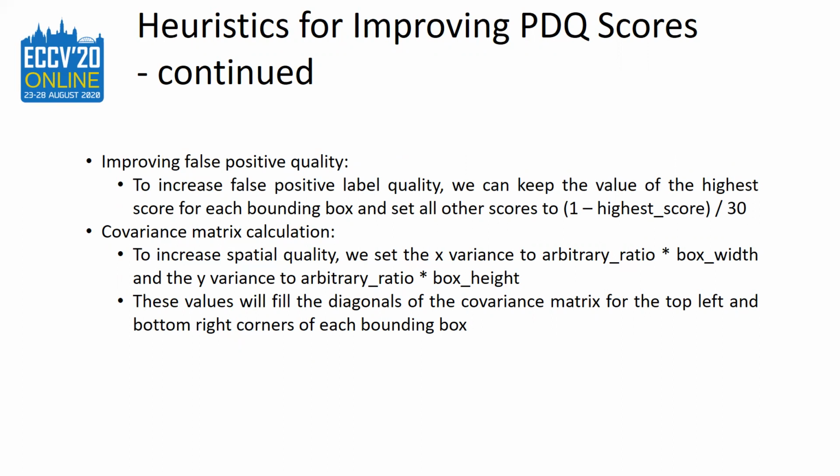And the last one is covariance matrix calculation. To increase spatial quality, set the X variance to an arbitrary ratio times box width and the Y variance to an arbitrary ratio times box height. These values will be the diagonals of the covariance matrix for the top left and bottom right corner of each bounding box.